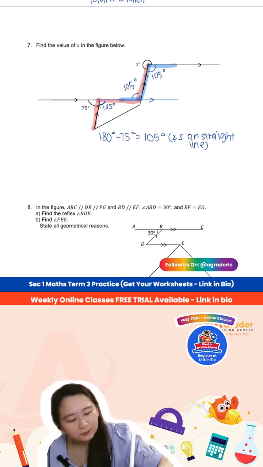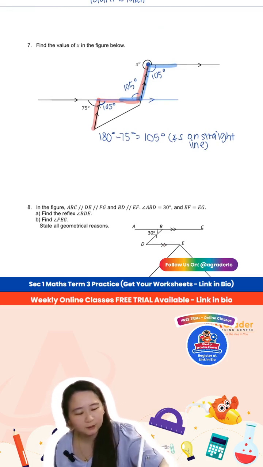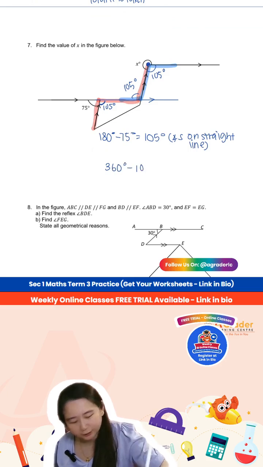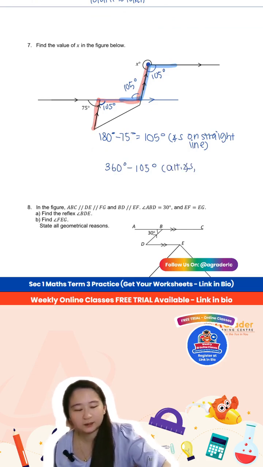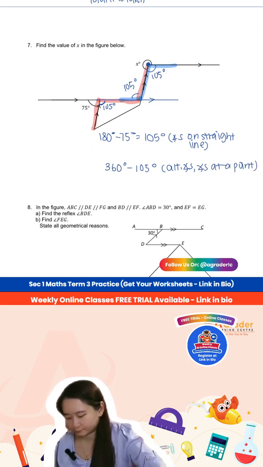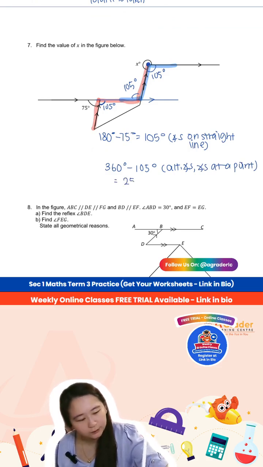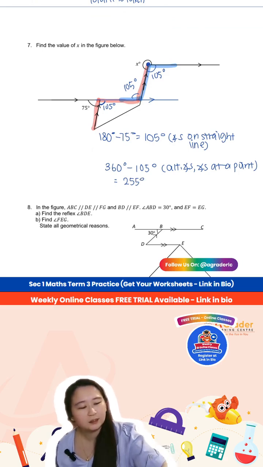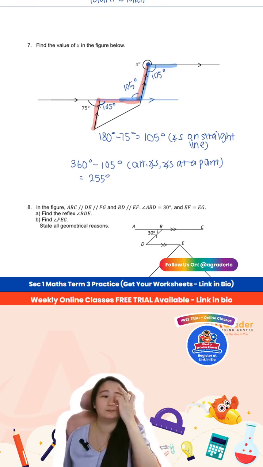So angle X is here, which is on angles at a point, so we take 360 degrees minus 105 degrees. And we are using two properties here. We are using alternate angles and angles at a point. It equals 255 degrees. Okay, so when you use more than one property, make sure you write them down clearly.